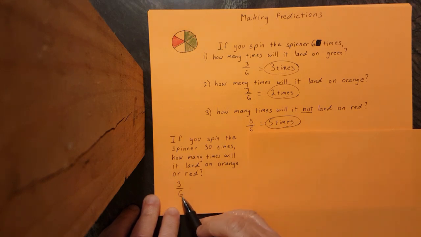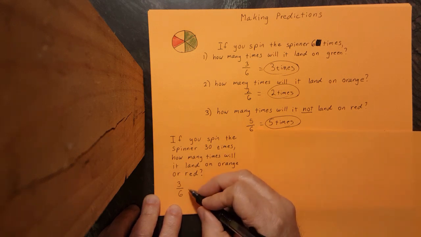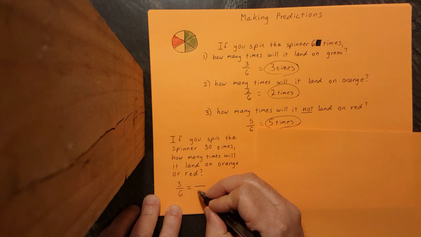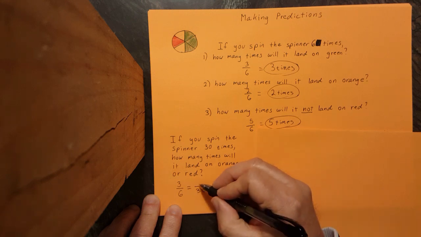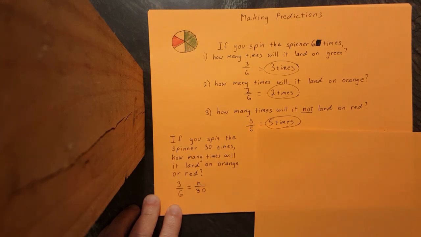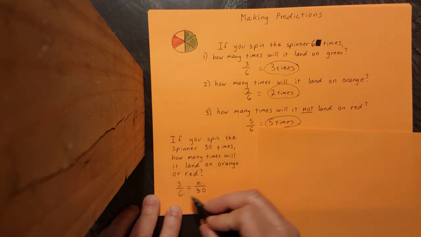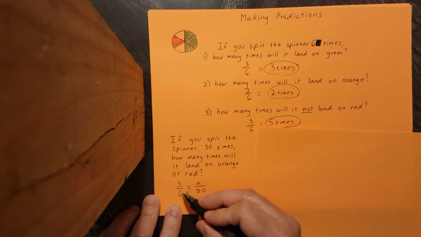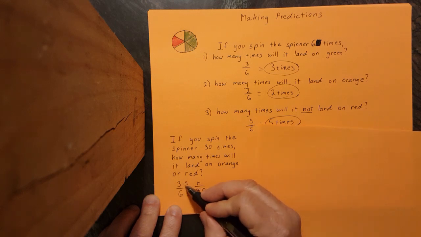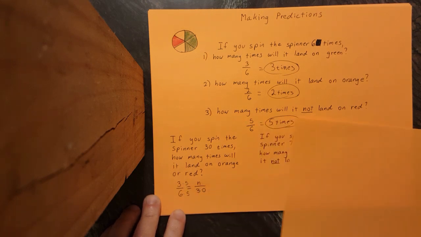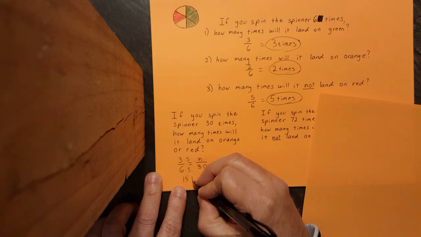But we're not spinning it just 6 times, we're spinning it 30 times. So we just change this to, what if we spun it 30 times? Then how many times would it land on orange or red? It's just like finding equivalent fractions. 6 times 5 is 30. So you multiply this by 5. 3 times 5 is 15, and you get 15 times.